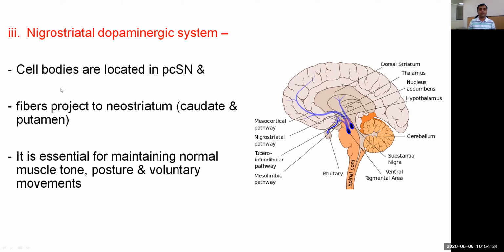Nigrostriatal dopaminergic system. Cell bodies are located in the pars compacta of the substantia nigra. This is the substantia nigra. Fibers project to neostriatum. It is projecting to the striatum, that is caudate nucleus and putamen. It is essential for maintaining normal muscle tone and therefore posture and voluntary movement.